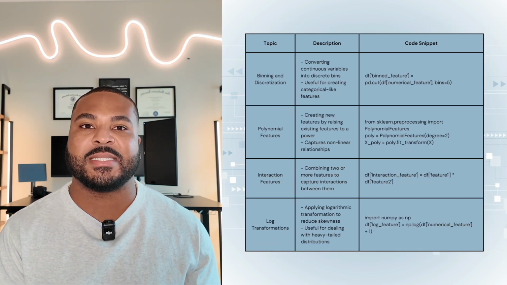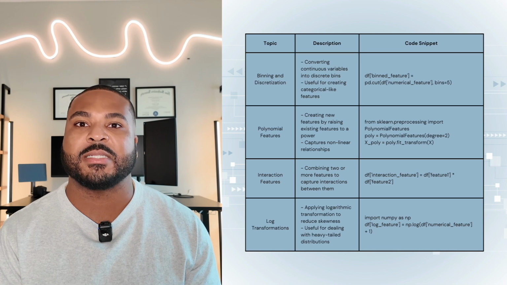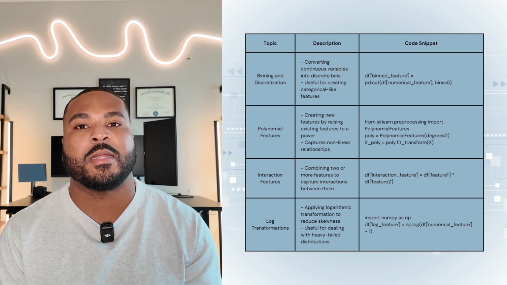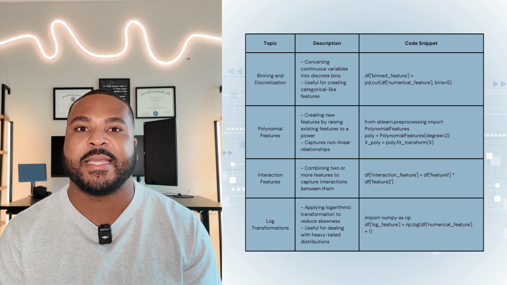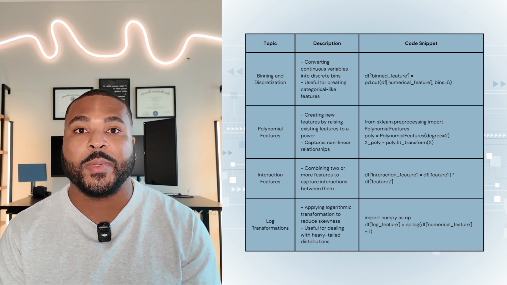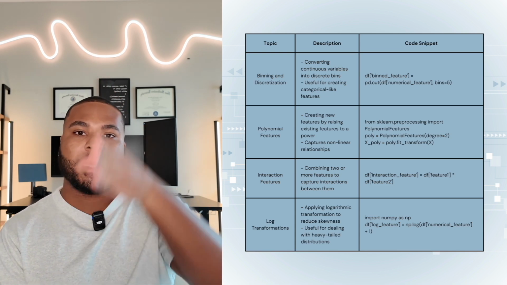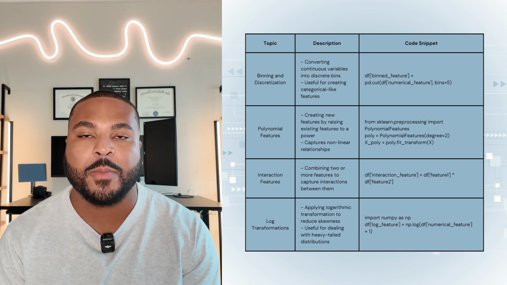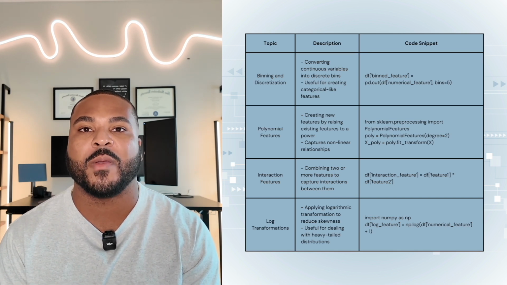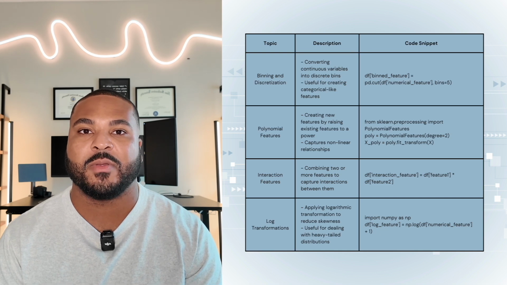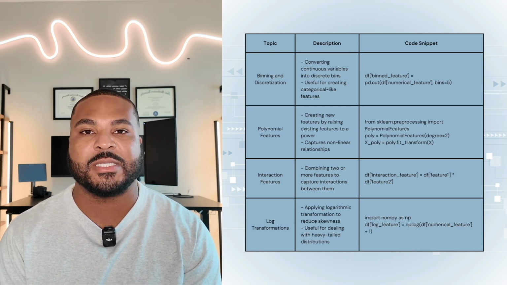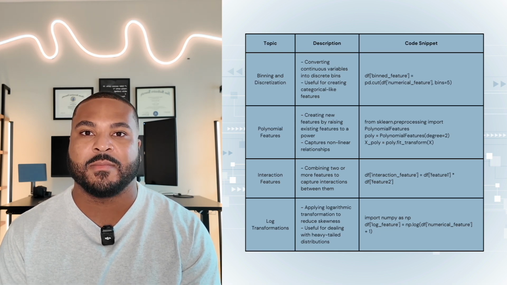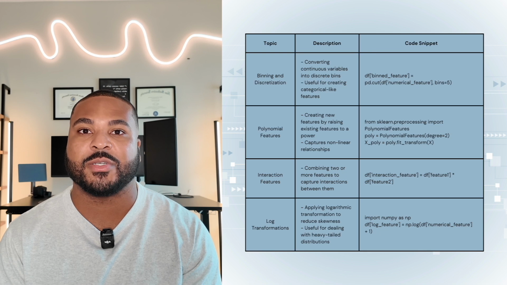Binning and discretization involves converting continuous numerical variables into discrete bins. This can help in simplifying the model and handling outliers. So by grouping the data into bins, we create categorical features that can be easier to interpret and can sometimes improve model performance. So in this code snippet example of applying binning, the continuous numerical_feature is divided into 5 bins, creating a new binned_feature column.